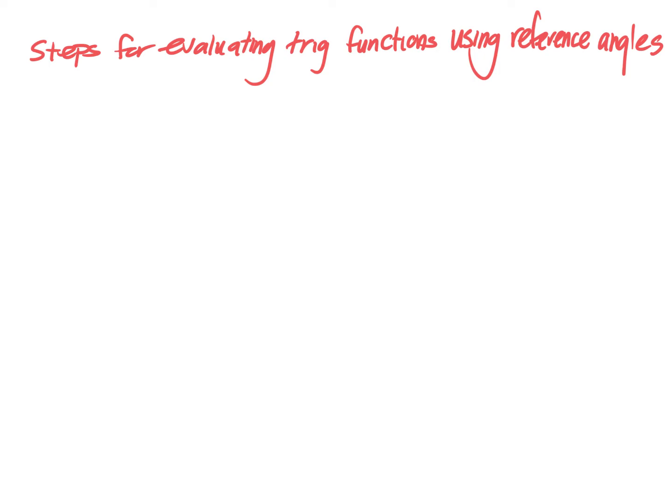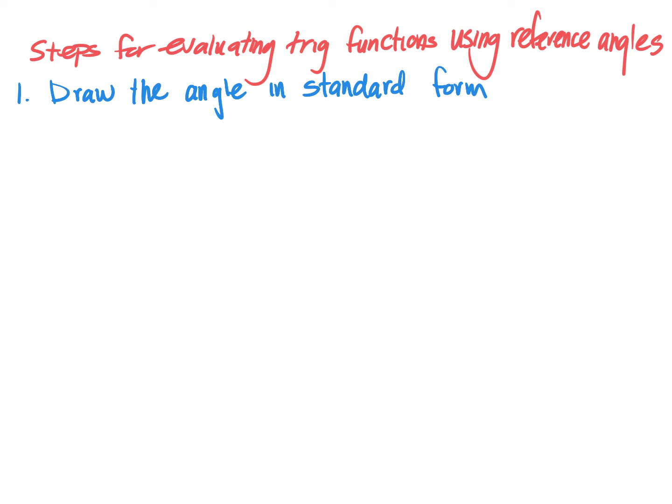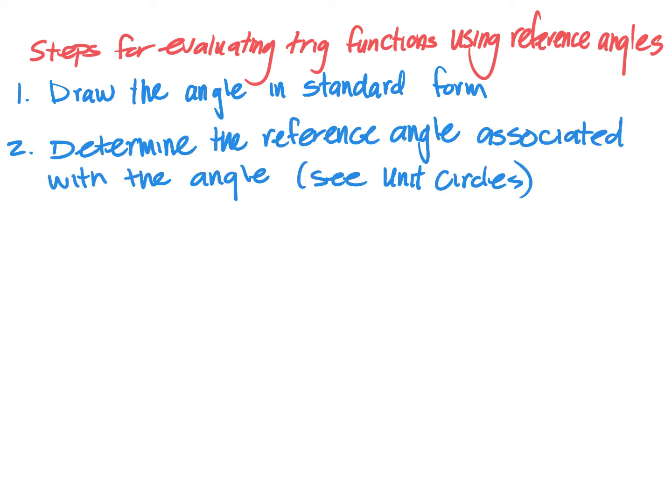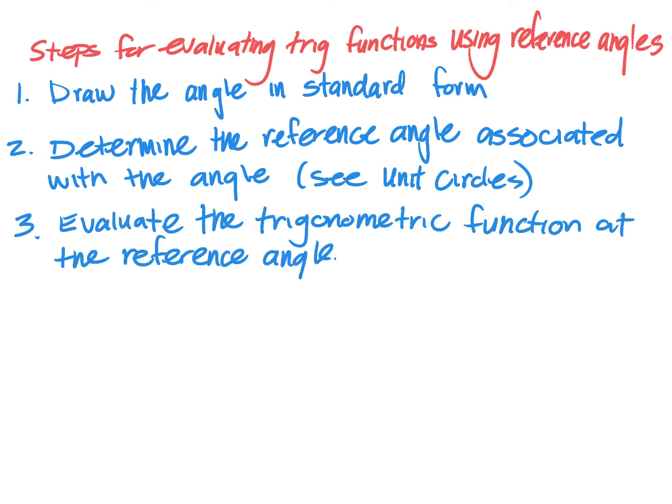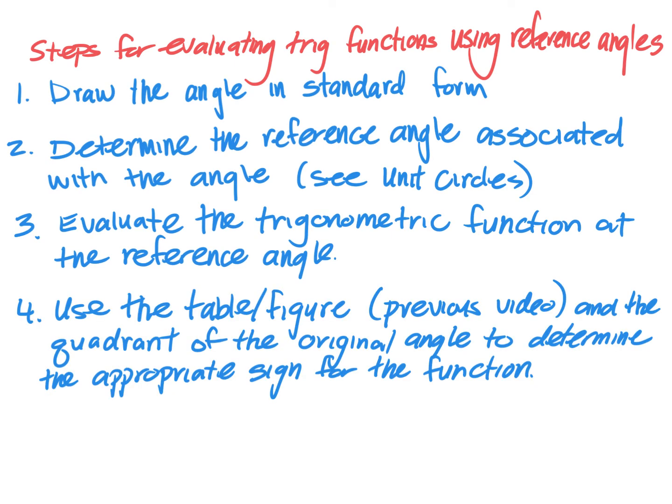Now, to calculate the value of a trig function at any given angle, we're going to do the following steps. Step 1, draw the angle in standard form. Step 2, determine the reference angle associated with that given angle. And if you need a refresher on reference angles, see our section in unit circles. Step 3, evaluate the trigonometric function at the reference angle. And step 4, use the table or figure from the previous video and the quadrant of the original angle to determine the appropriate sign for the function.